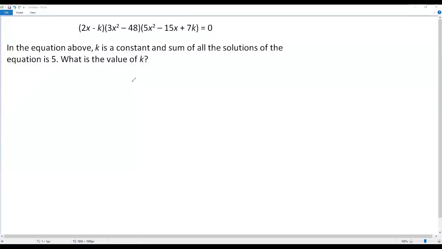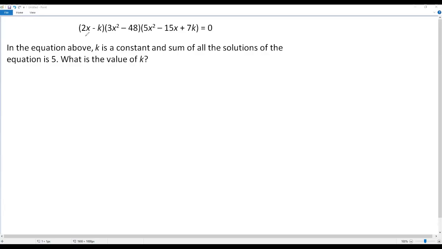Here we have a math problem. Okay, let's go to the question. Here we have an equation that is (2x − k)(3x² − 48)(5x² − 15x + 7k) = 0. In the equation, k is a constant and the sum of all the solutions of the equation is 5. What is the value of k?